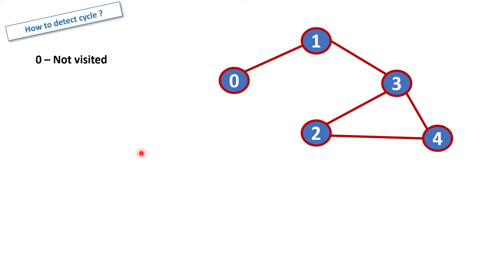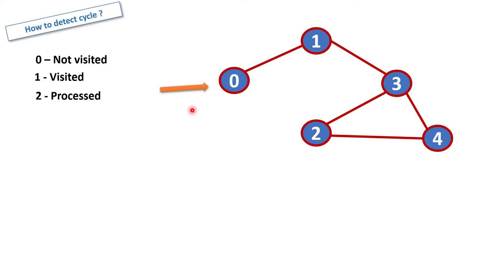For that purpose, we will make use of three values. 0 means not visited, 1 means visited, and 2 means processed. Initially all these nodes will be marked as 0 because they are not visited yet. Whenever we are at the current node, we mark it as visited, and when we leave that node and move forward, we mark it as processed. Instead of 0, 1 and 2, you can make use of any numbers, like -1, 0 or 1 also. Now suppose I am starting from this node.